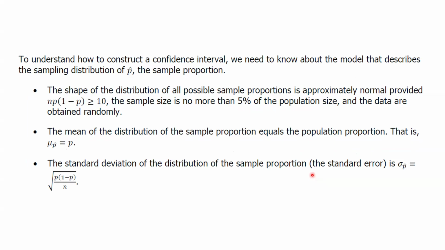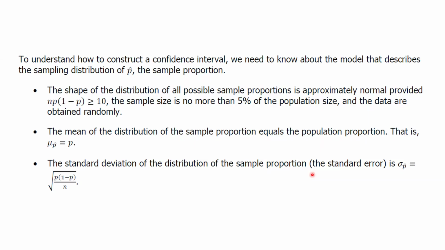All right. So to understand how to construct a confidence interval, we need to know about the model that describes the sampling distribution of p hat, the sample proportion. First, the shape of the distribution of all possible sample proportions is approximately normal, provided that n times p times 1 minus p is greater than or equal to 10, the sample size is no more than 5% of the population size, and the data are obtained randomly.